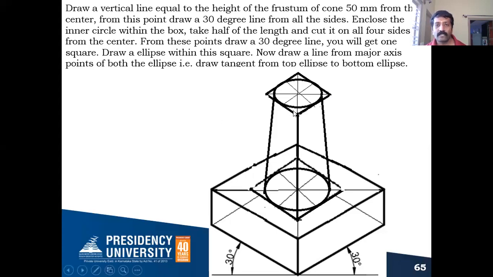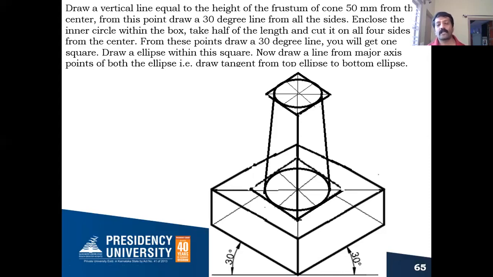From this as the center, either this or this as the radius, you draw this particular portion of the arc. From this corner as the center, either this or this as the radius, you draw this particular portion of the arc. From this intersection, you take either this or this and complete this arc. From this intersection, either this or this as the radius, complete this. Similarly, as we have done for the base, you construct an ellipse here also.